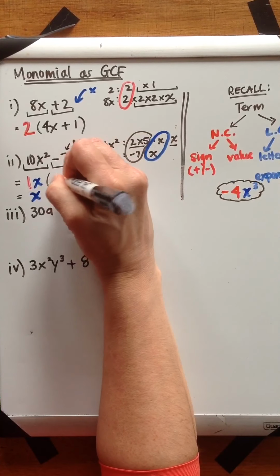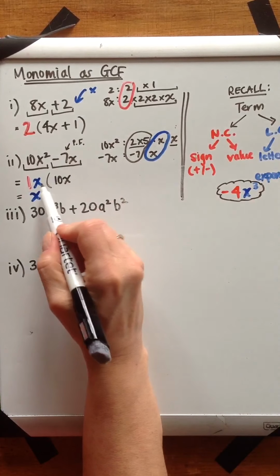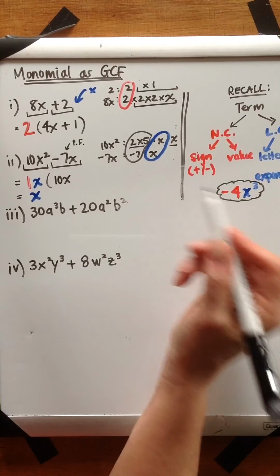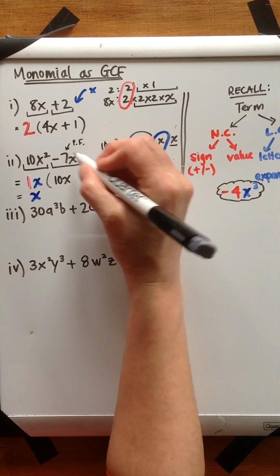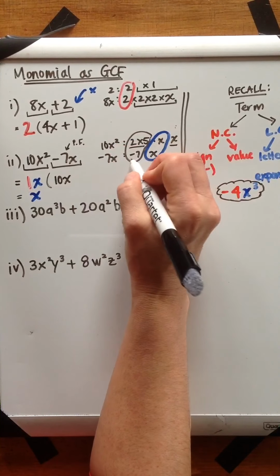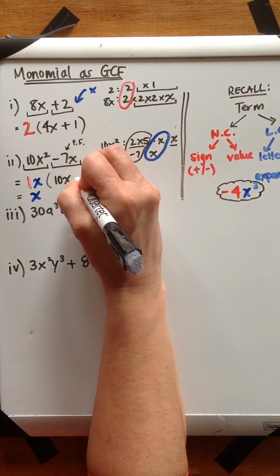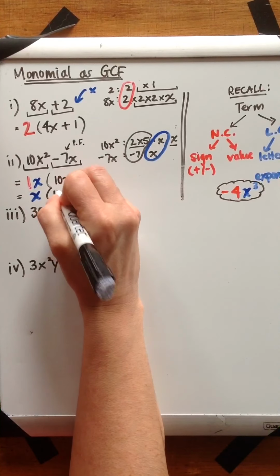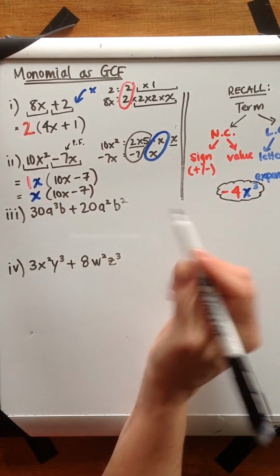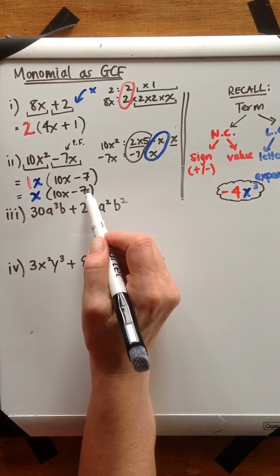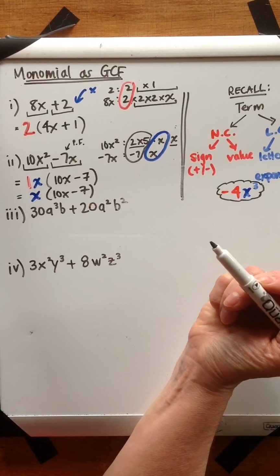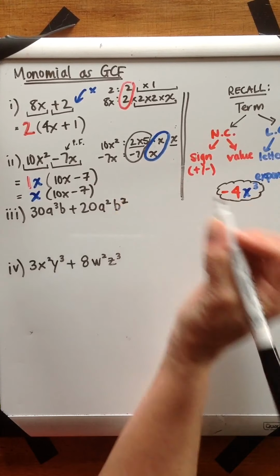Multiplied together, they give 10x. And sure enough, x times 10x would give me 10x squared. What would I have to multiply x by in order to get negative 7x? Well, the only thing that's left over here is negative 7, so I can put it in like this. And sure enough, if you distribute your answer, you should end up with the question. And you do in this case.